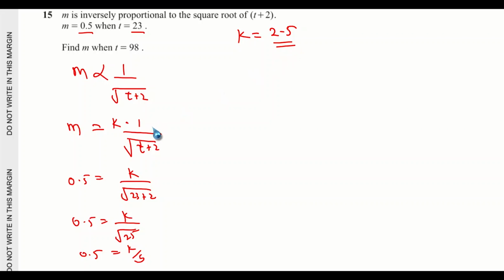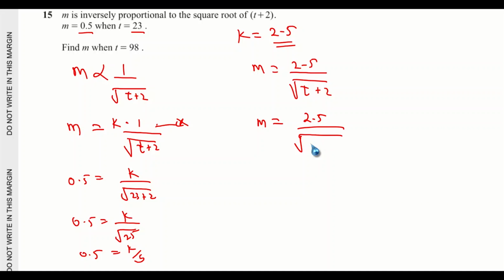Okay, so that means we can rewrite this equation, this particular one. It will be m equals 2.5 over the square root of t plus 2. Now I want to find m when t is equal to 98. So we just have to substitute there. So m equals 2.5 over the square root of 98 plus 2.